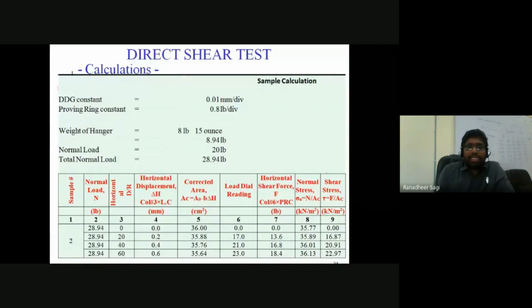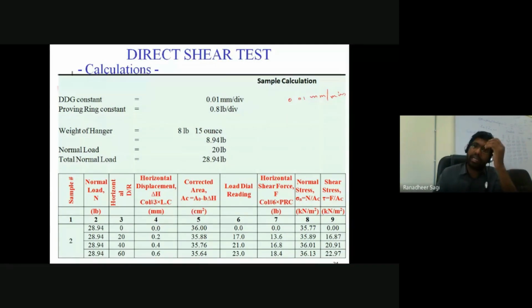So this is a sample calculation shown here. For some amount of normal load applied, we can understand how much the normal stress is, and we set a strain rate at which the equipment is going to be operated. Let's say I set a strain rate of 0.01 mm per minute. It means the deformation you introduce in the bottom portion of the direct shear box is 0.01 mm for every 1 minute.